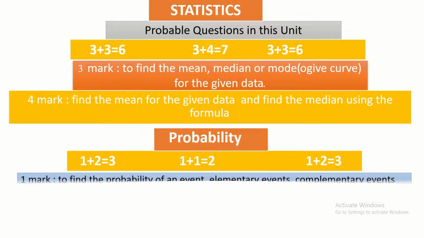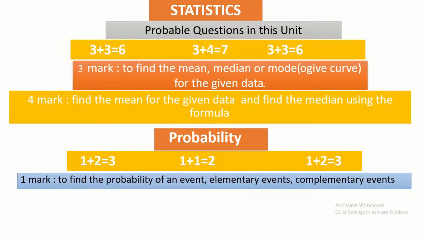So 1 mark questions are like this: to find the probability of an event. They give the event, that is a coin is tossed or a dice is rolled, and you have to find the resultant set of that event. Or they may ask to find out the elementary events. Elementary events are also asked, and complementary events are also asked for 1 mark question.